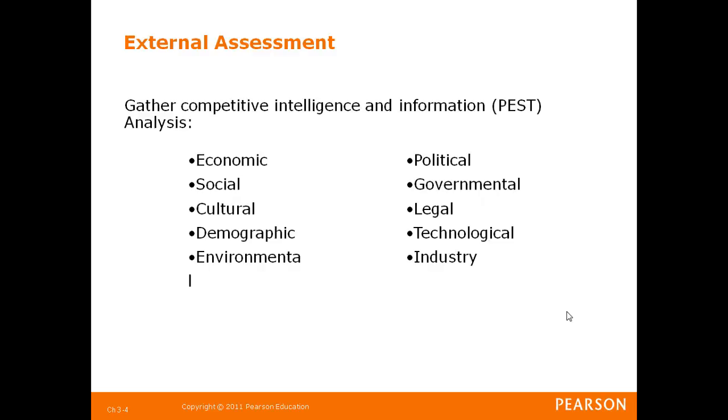And when you gather this information, so when you do this external analysis, there are different tools and techniques you could use. One very famous one is the BEST analysis, BEST. This simply means that you categorize the information you gather into different categories like economic, social, cultural, demographic, environmental, political, governmental, legal, technological, and industry. So all the information you gather, you collect outside, you can organize it into different categories.